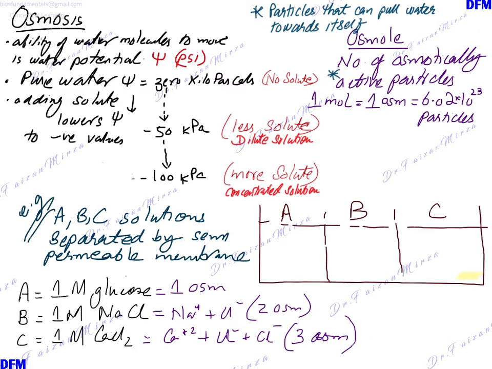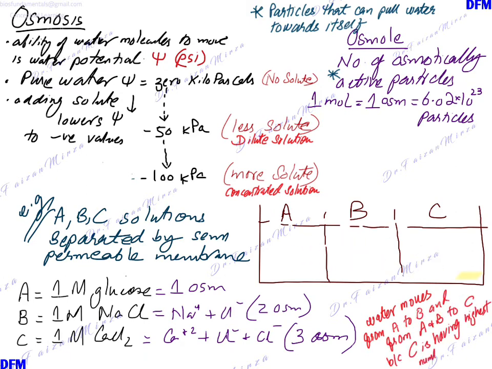Let's suppose I have this kind of situation where I have these three solutions: 1 molar glucose, 1 molar sodium chloride, and 1 molar calcium chloride. Although all three have the same molarity, we know that solution C has the highest osmolarity, B has a lesser osmolarity, and A has the least osmolarity. So according to the principle of osmosis, water will move from A to B, and from A and B to C, down the water potential gradient, because C is the most concentrated solution of all.